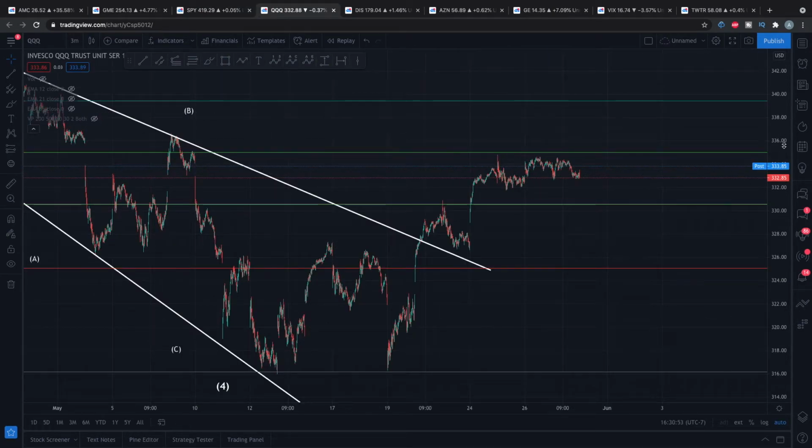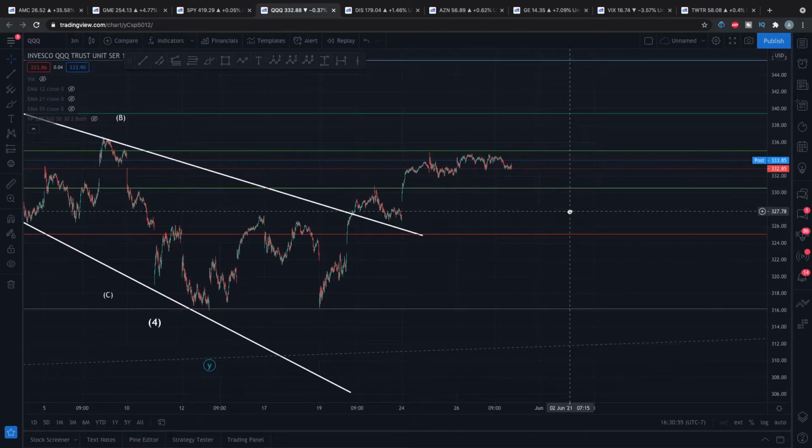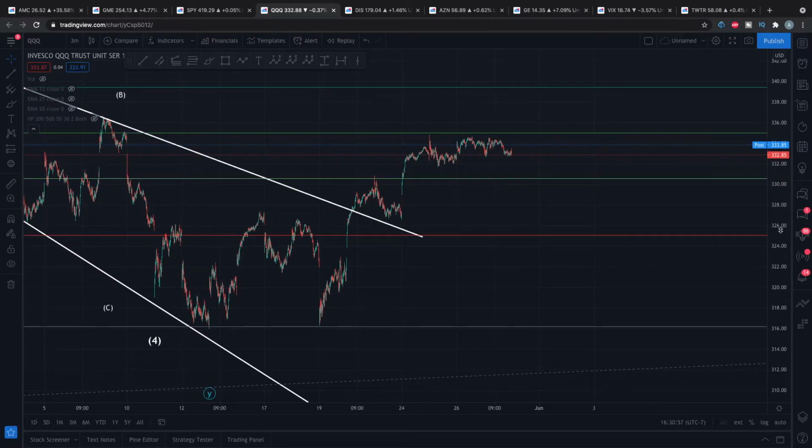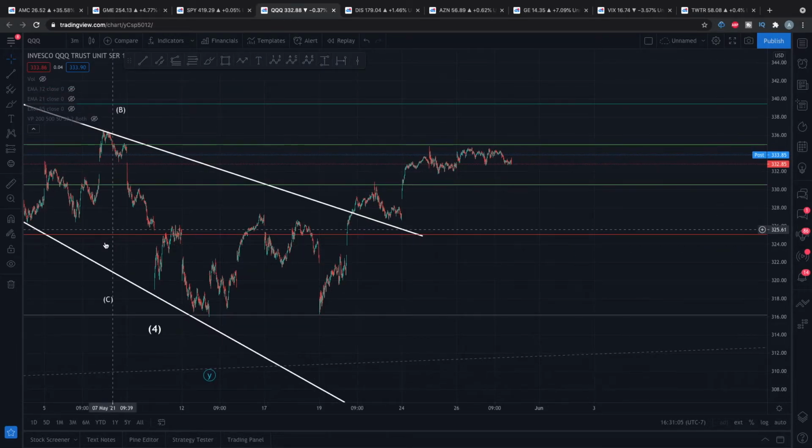Next, we're going to go to triple Qs. So this is the tech sector. And like I said in the past videos and also on the Discord, I'm generally less bullish on the tech sector than the S&P 500 due to this past structure.